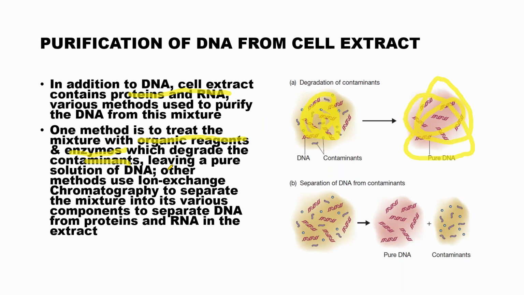Now there is another method. The second method is to use chromatography, ion exchange chromatography. That is another method in order to separate the mixture into various components, to separate DNA from proteins and RNA in the extract. So, ion exchange chromatography.